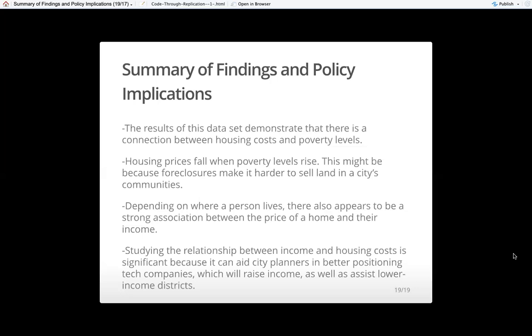Depending on where a person lives, there also appears to be a strong association between the price of a home and their income. Studying the relationship between income and housing costs is significant because it can aid city planners in better positioning tech companies, which will raise income as well as assist lower income districts.